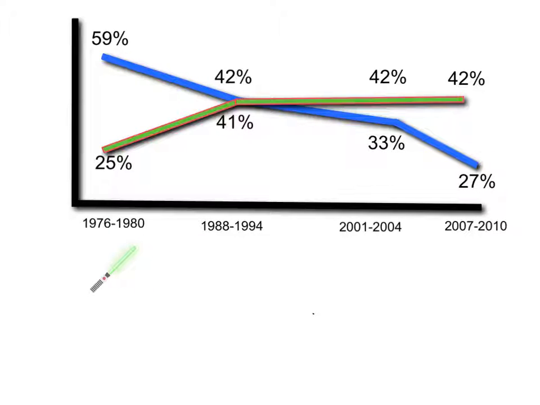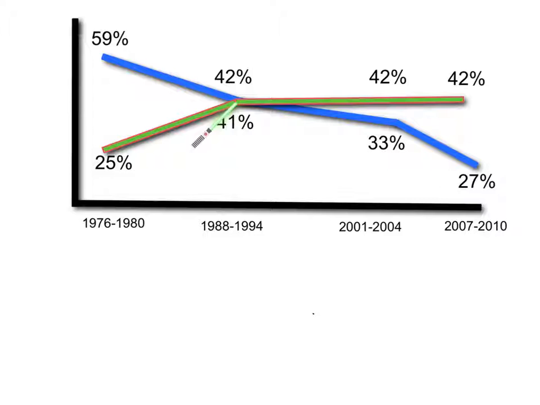Here we have the graph of the age-adjusted trends in prevalence of high LDL cholesterol. The blue line represents high cholesterol. It's the percentage of people with high cholesterol in given years. So our x-axis is the given years, and our y-axis is a percentage. So 59% of these people had high cholesterol between 1976 and 1980. 42% had high cholesterol between 1988 and 1994. And it maintained at 42% in 2001 to 2004 and 2007 to 2010.